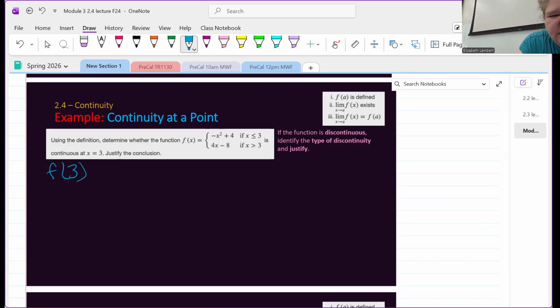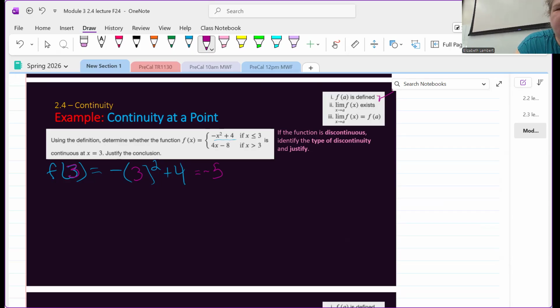So when x equals 3, we're being told use the top formula. So we're going to have the negative of things squared plus 4, and then we're going to plug in our 3. So 3 squared is 9. Then we have the negative of that. So we have negative 9 plus 4 would equal negative 5. So f of 3 is defined. There was an equal bar in those inequalities, so yes, it's defined.